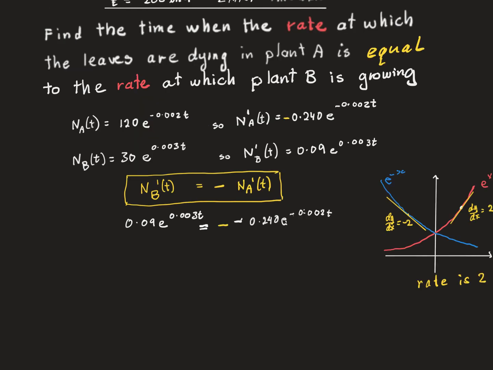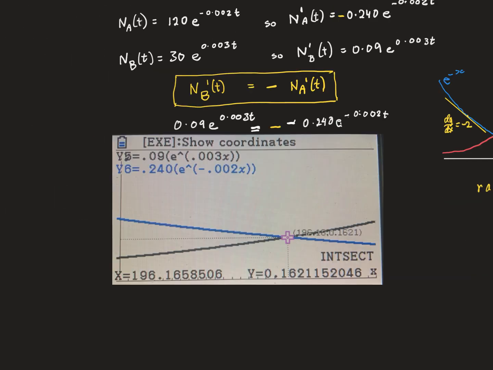Now, if I put these two exponential functions into my graphics calculator and find the point of intersection, it will be 196 days, which means that the rate at that time is the same, equal, but opposite.